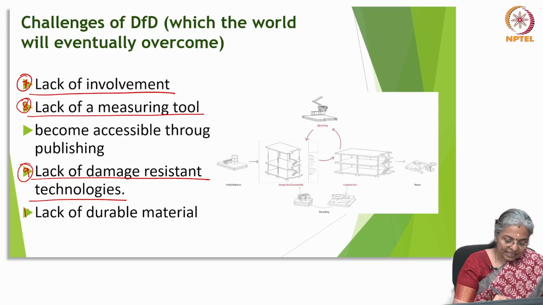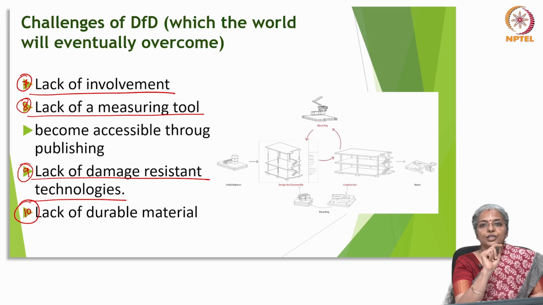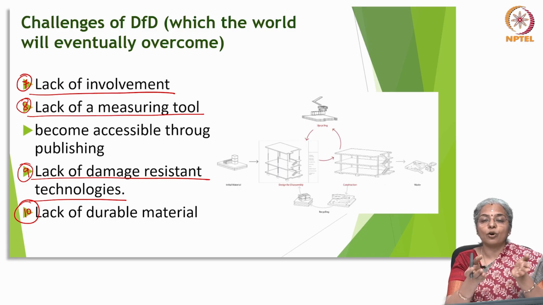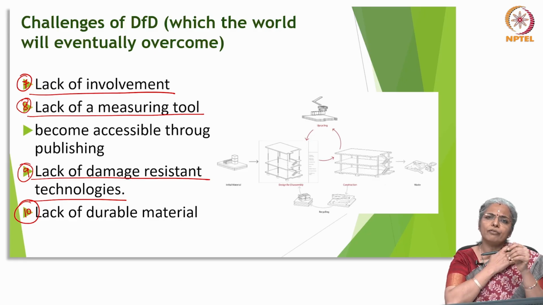Then there is lack of durable material. So another issue that we should consider is the durability of a material. Say for example concrete. So concrete is a durable material. The use of steel reinforcement will expose the reinforced concrete elements to deterioration because of corrosion. So you need to overcome all these, because when we look at design for disassembly, we are looking at that component or element for a very long time.